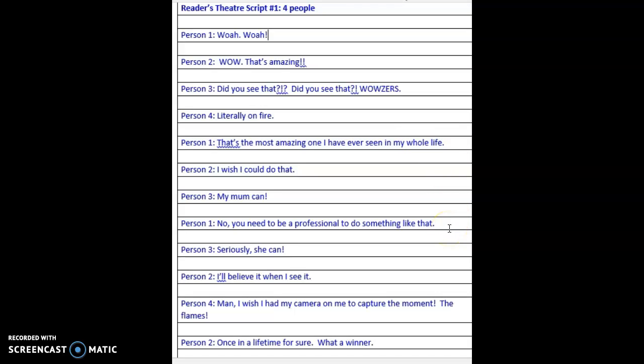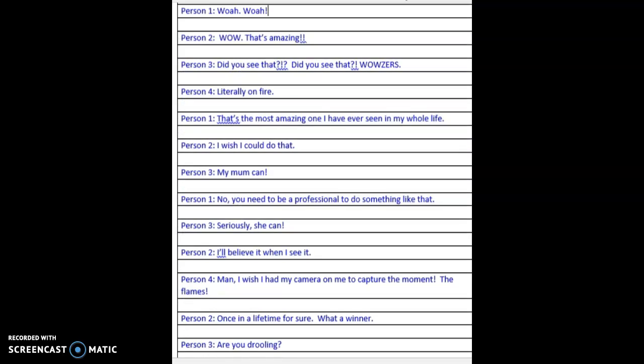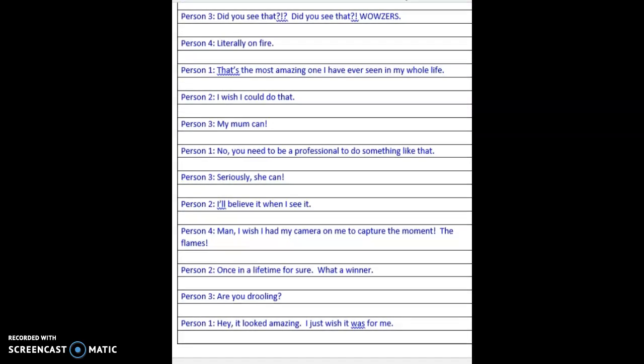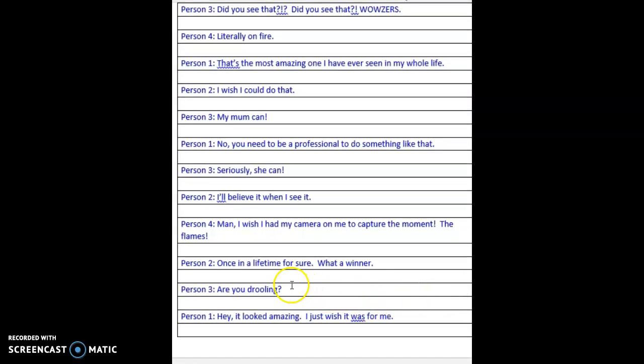No, you need to be professional to do something like that. And this kid's like, no, my mom can do it. I know she can. So this particular kid's mom made a birthday cake that was just out of this world, and these kids had never seen anything like it. It was so amazing that this particular kid down here was drooling. And this one says, I wish it was for me.